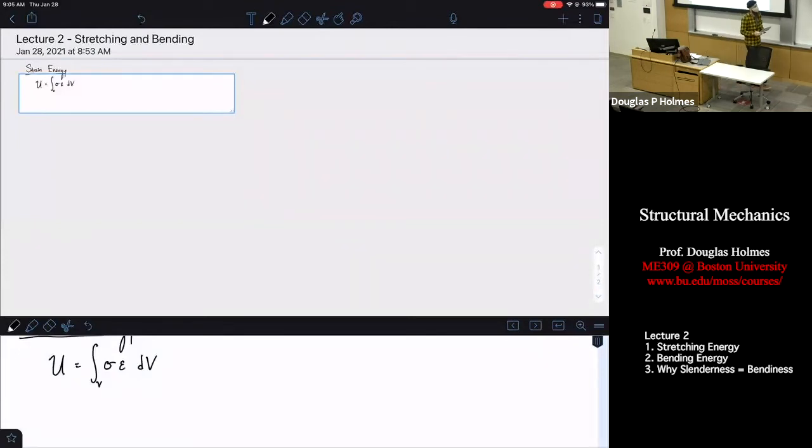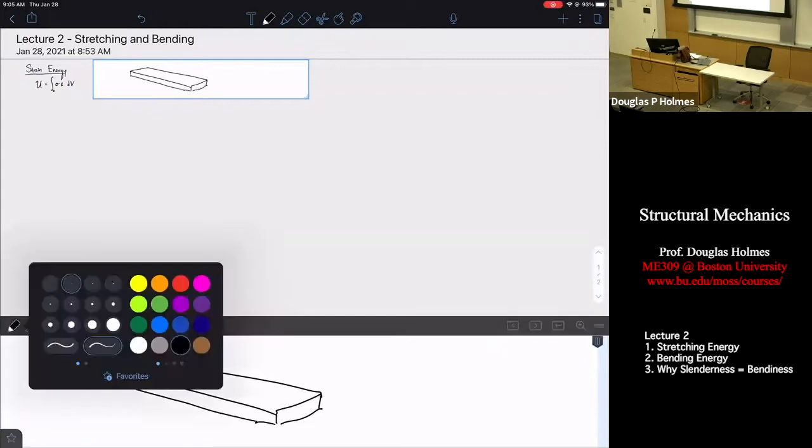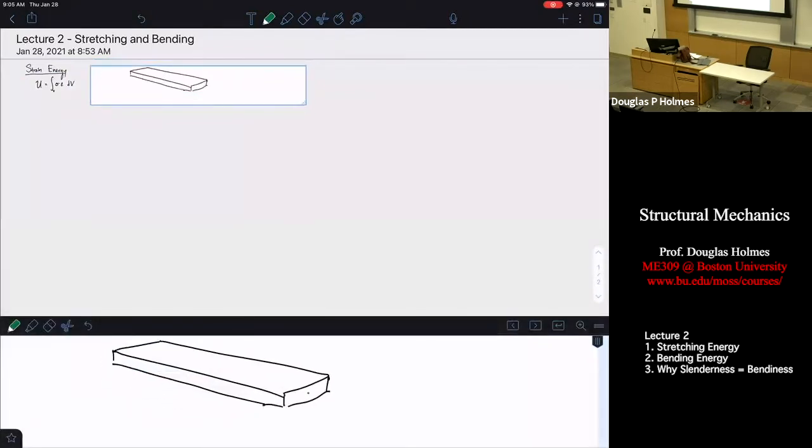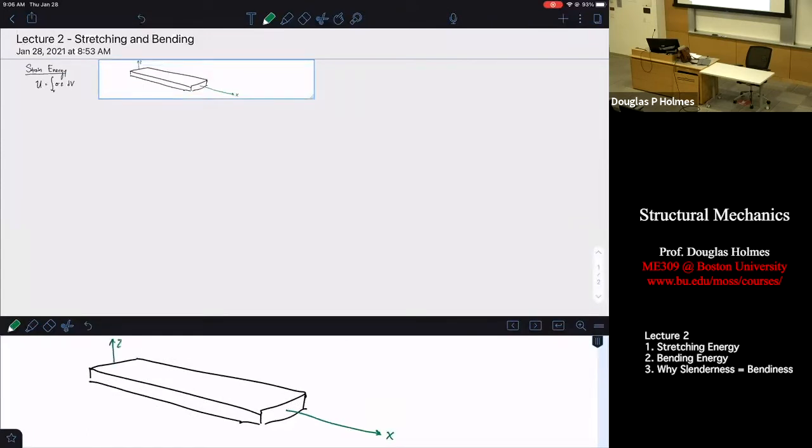So let's consider how much energy we are storing in that body as we stretch it. We can draw our little beam here and mark some axes on it, although none of this really matters for what we're trying to evaluate. We'll call this the X direction, this Z, and that Y. We're going to uniaxially stretch it, so we apply a uniaxial stretch in the X direction.